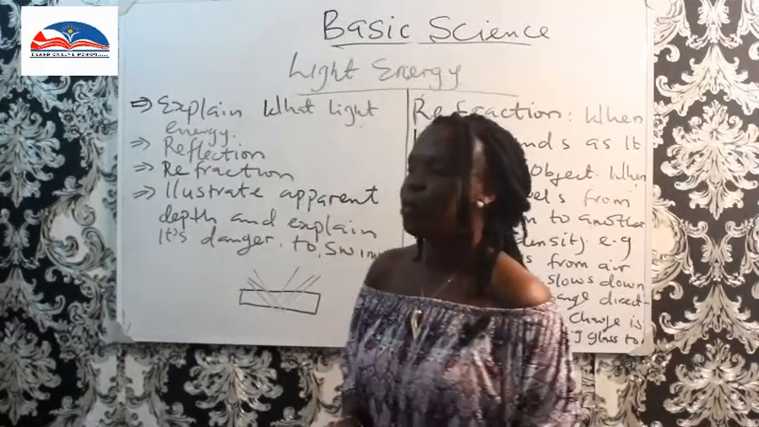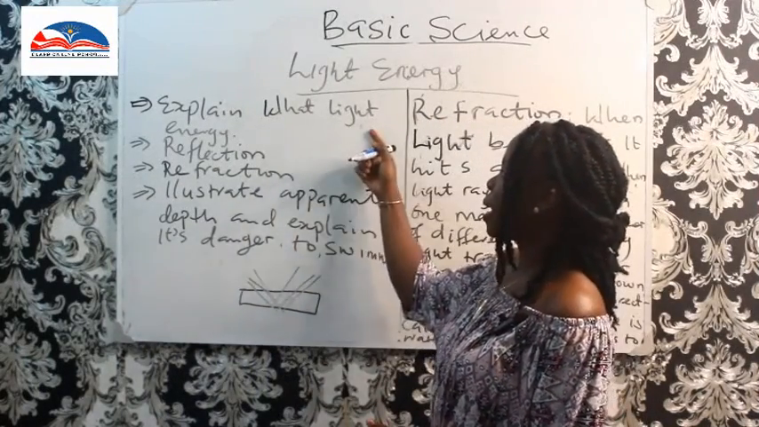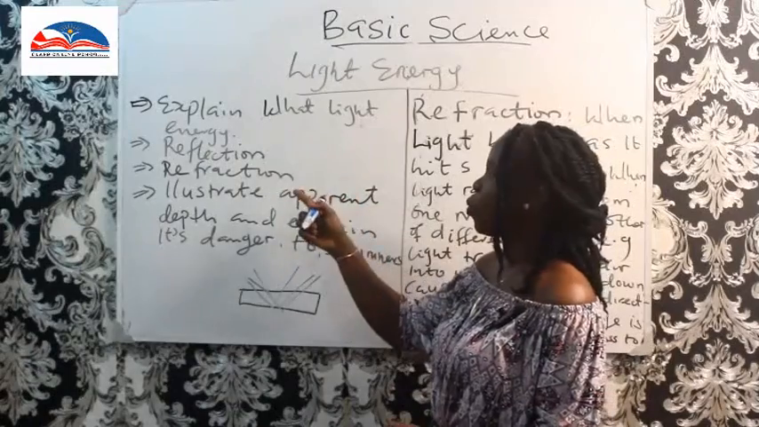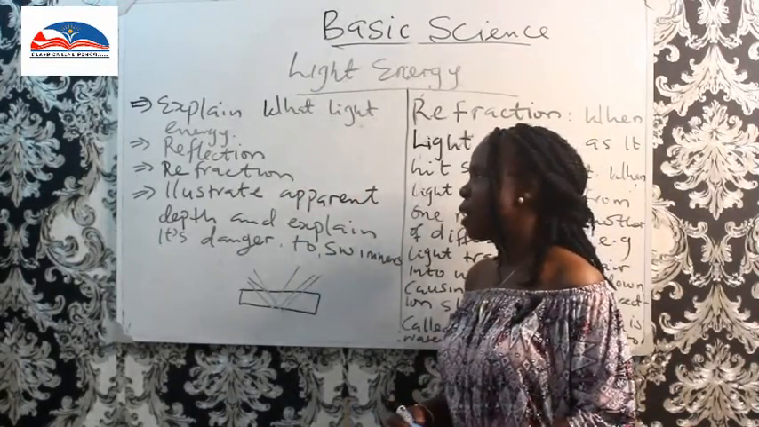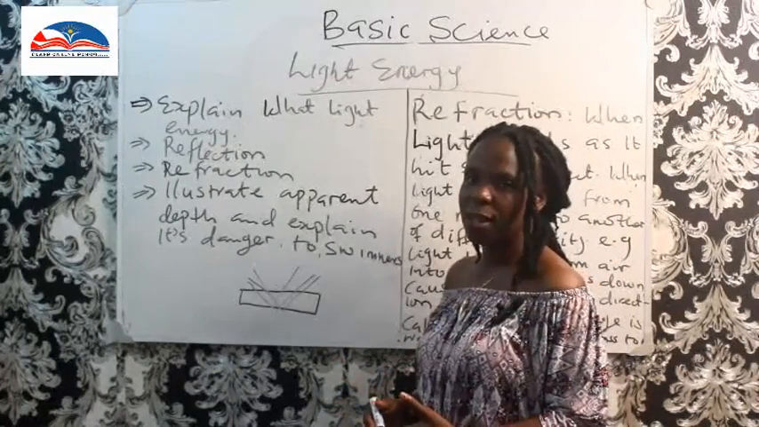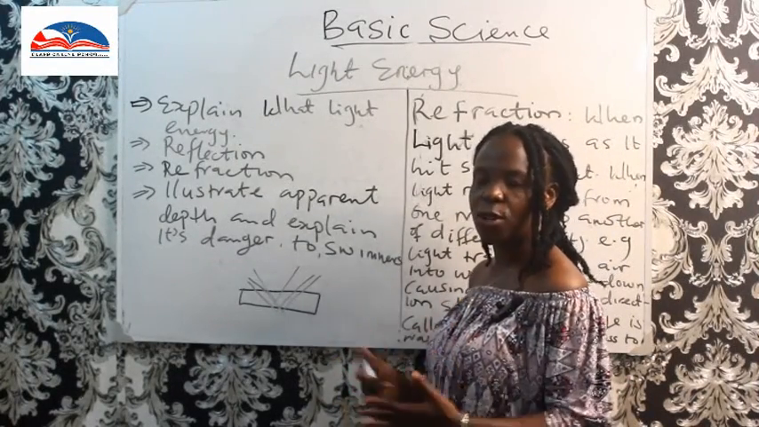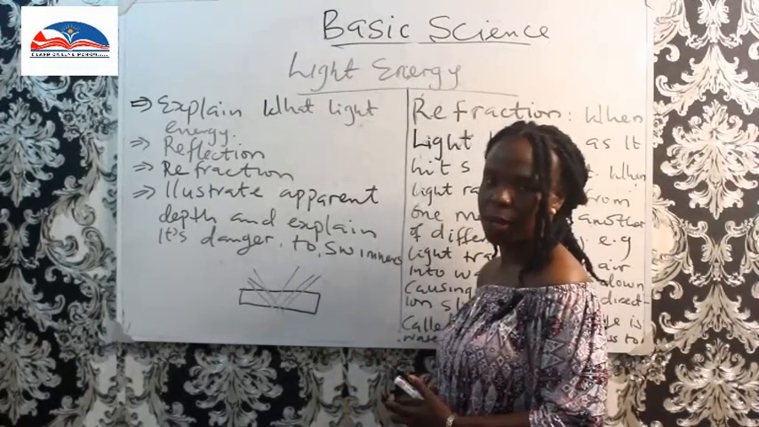Now that is the second objective. So we have seen what light energy is, we've seen what reflection is, we've seen refraction. Now I want to illustrate apparent depth and explain its danger to swimmers.